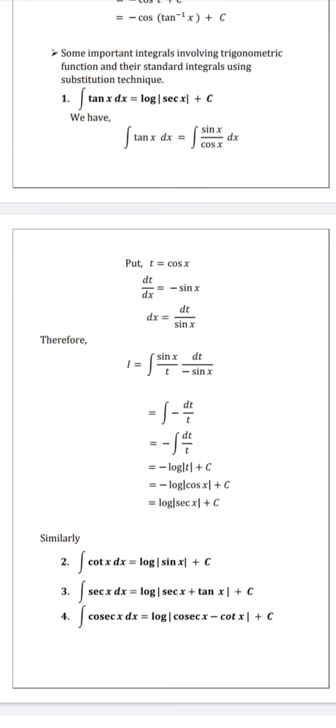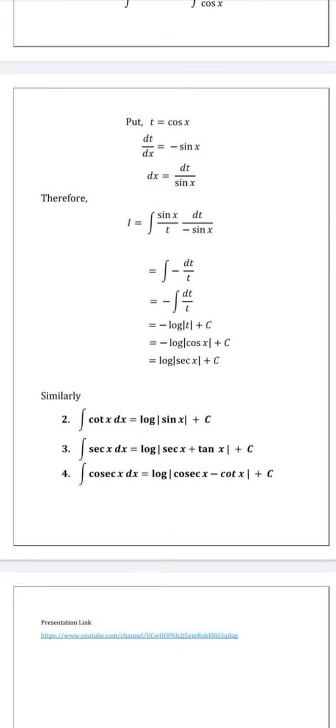Therefore, the initial function is transformed in such a way: I equals integration of sin x by t into dt by minus sin x. Now we get integration of minus dt by t. We know integration of 1 by t is log t plus c, which gives minus log t plus c. Now we put the value of t and get minus log cos x plus c, which is equal to log sec x plus c. Hence, the integration of tan x is log sec x plus c.